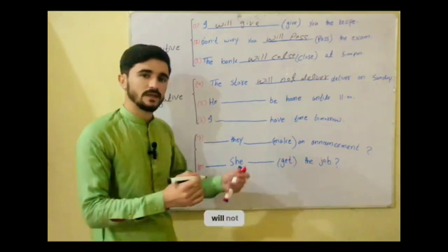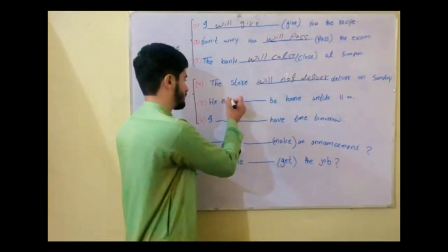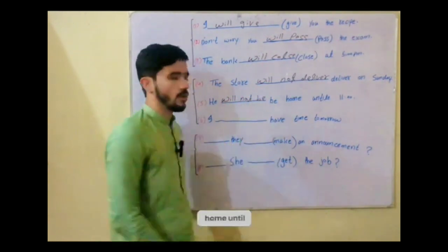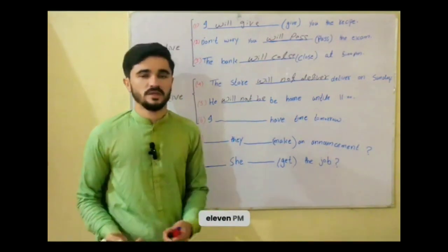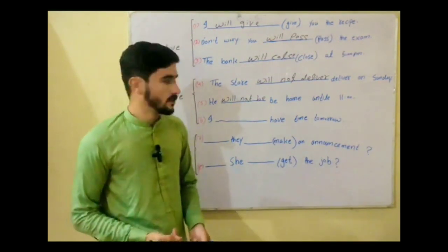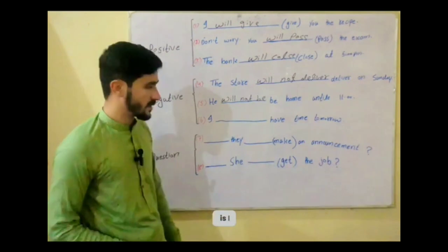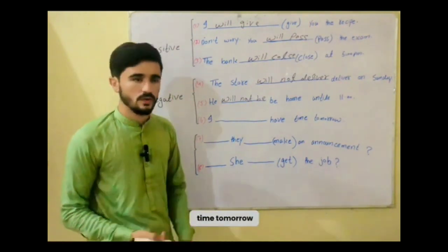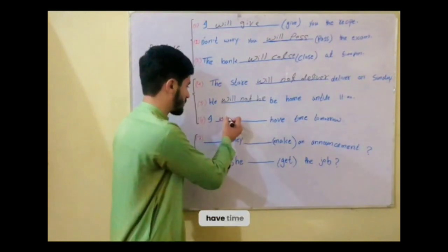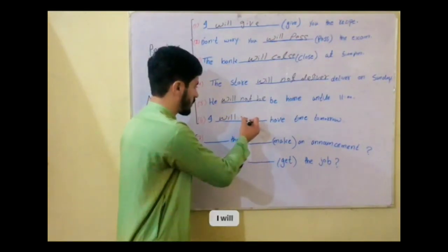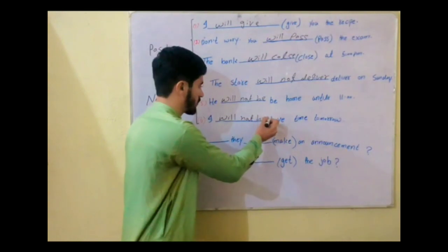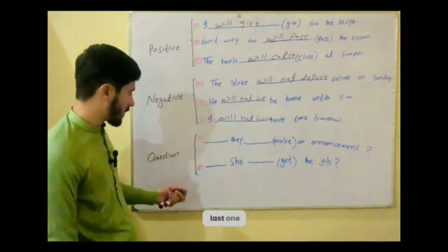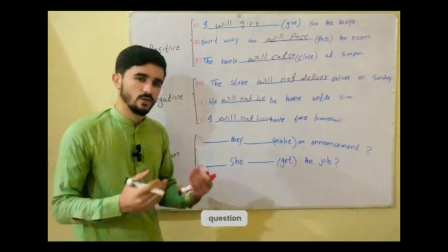The fifth one is: "He dash be home until 11." So she will not. She will not be home until 11 p.m. And the sixth one is: "I dash have time tomorrow." So I will not have time. I will not have time tomorrow.